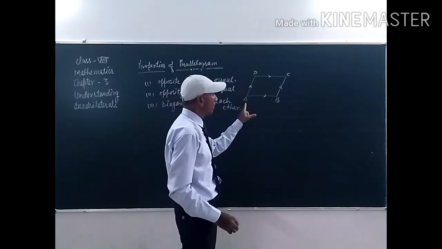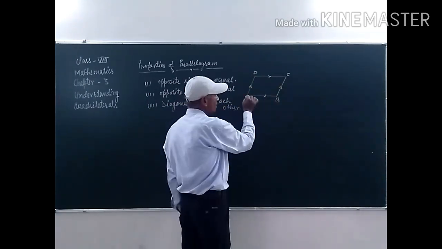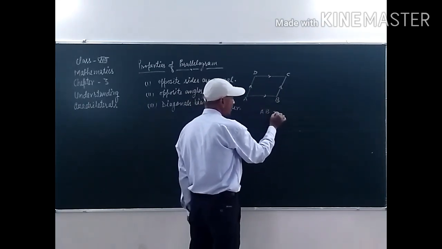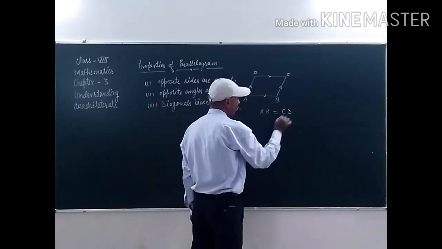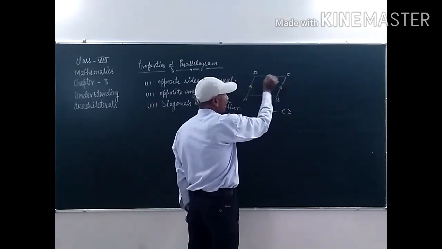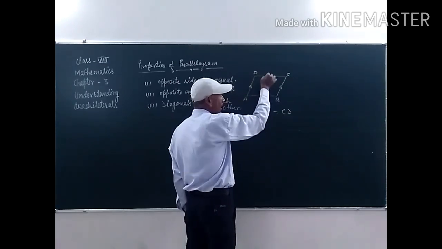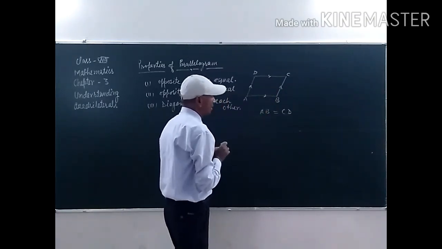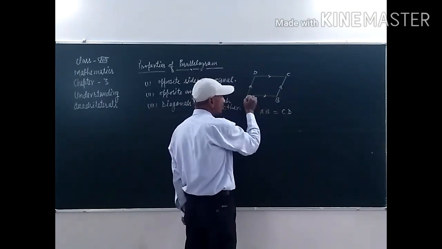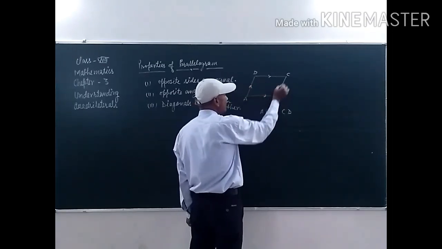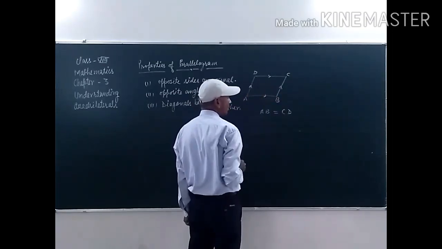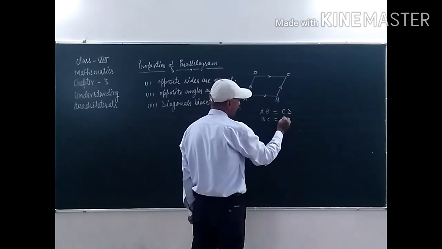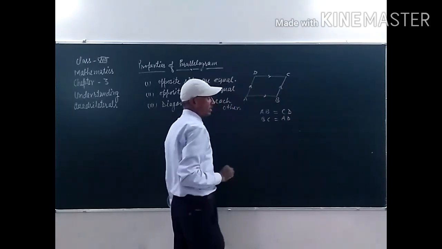This figure is a parallelogram ABCD. First property is opposite sides are equal. It means AB is equal to CD. Length of AB will be equal to length of CD. These are the opposite sides. Opposite sides are parallel, opposite sides are equal, student. And the next pair of opposite sides is BC and AD. BC is equal to AD. These are the opposite sides.